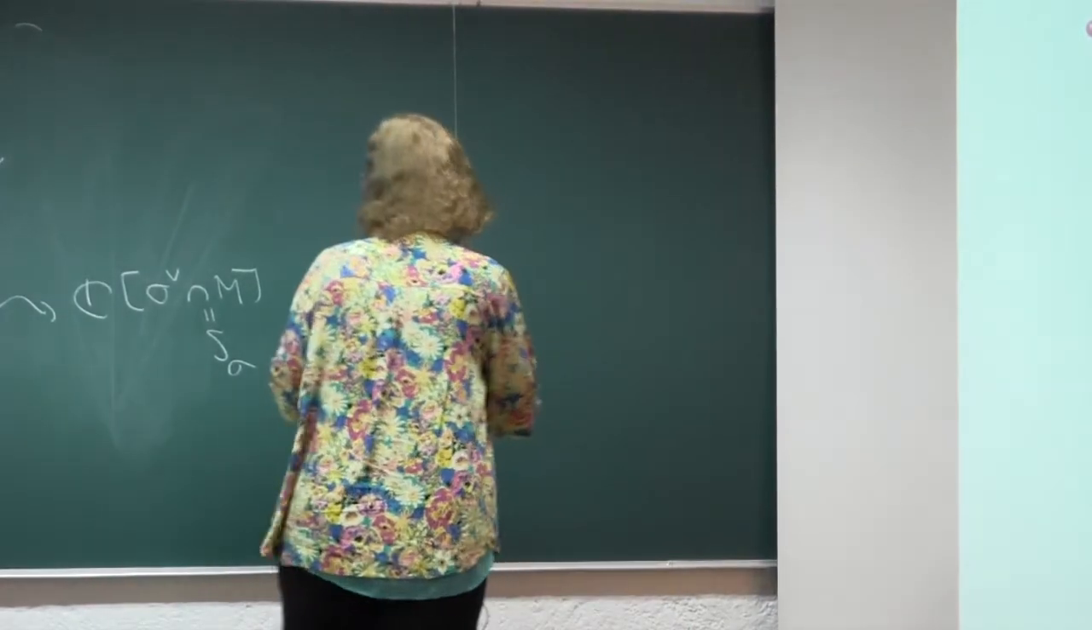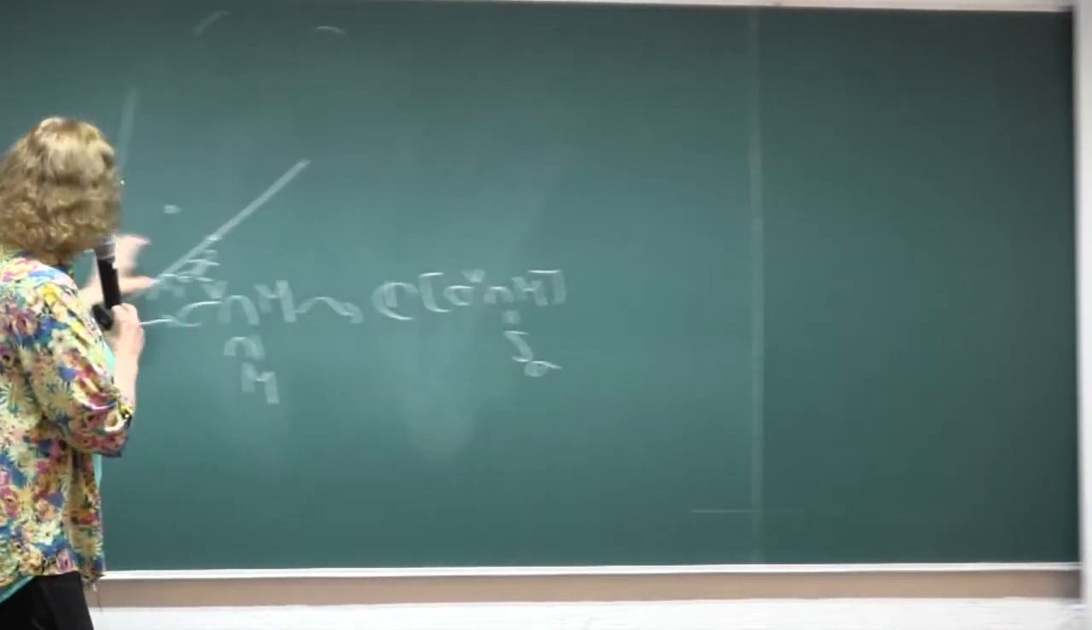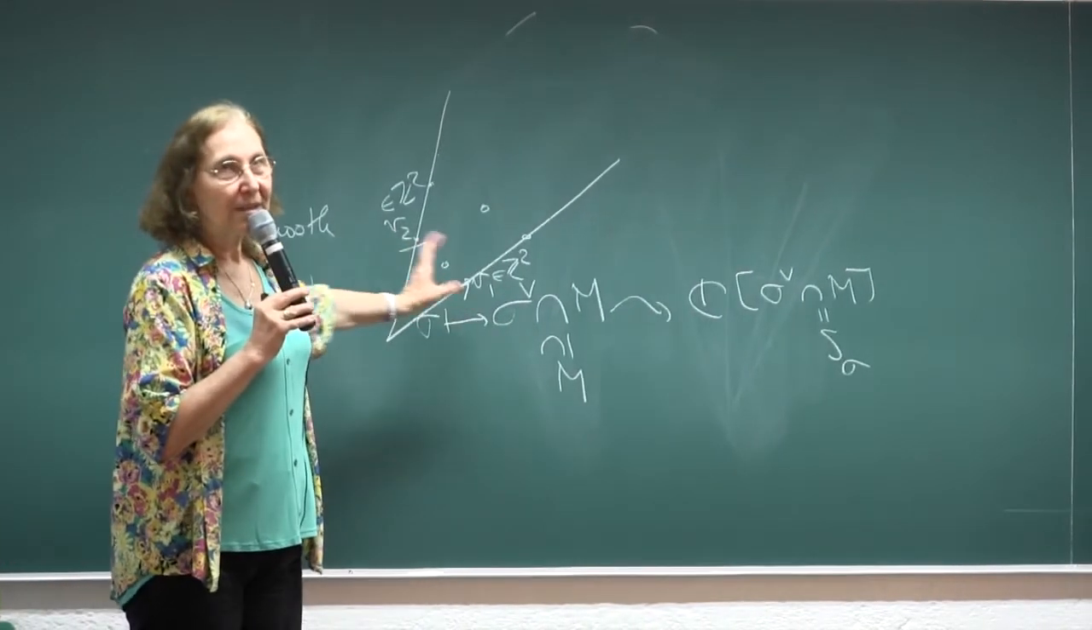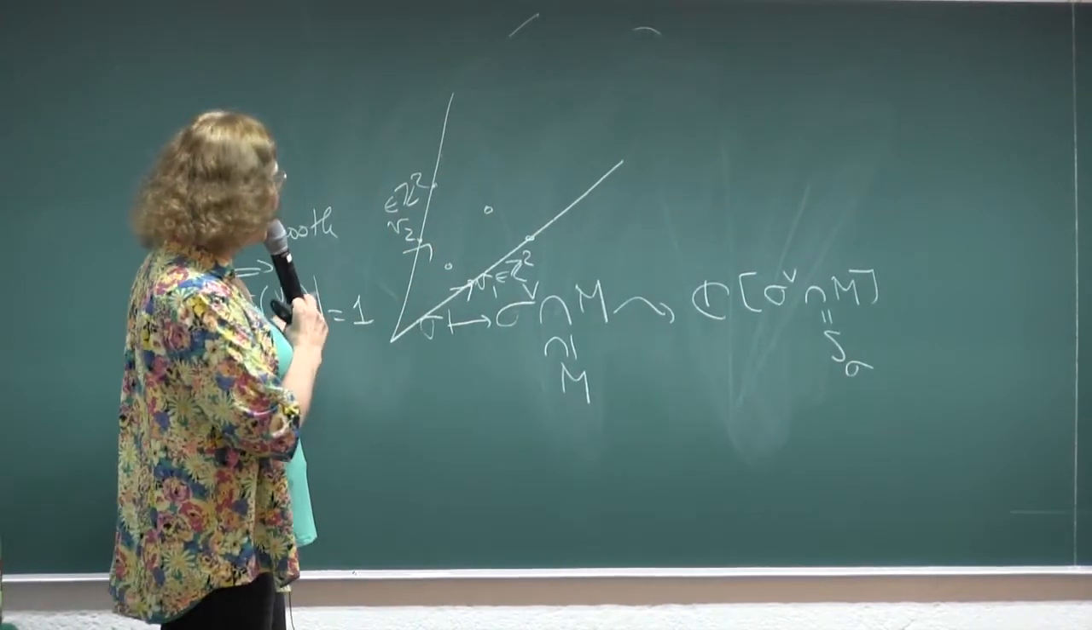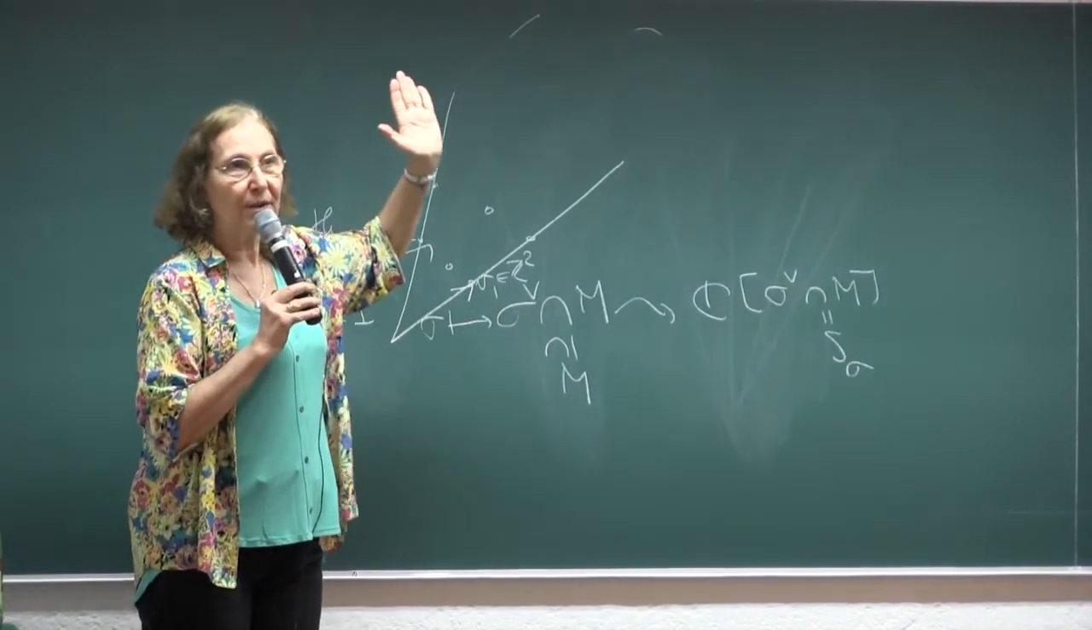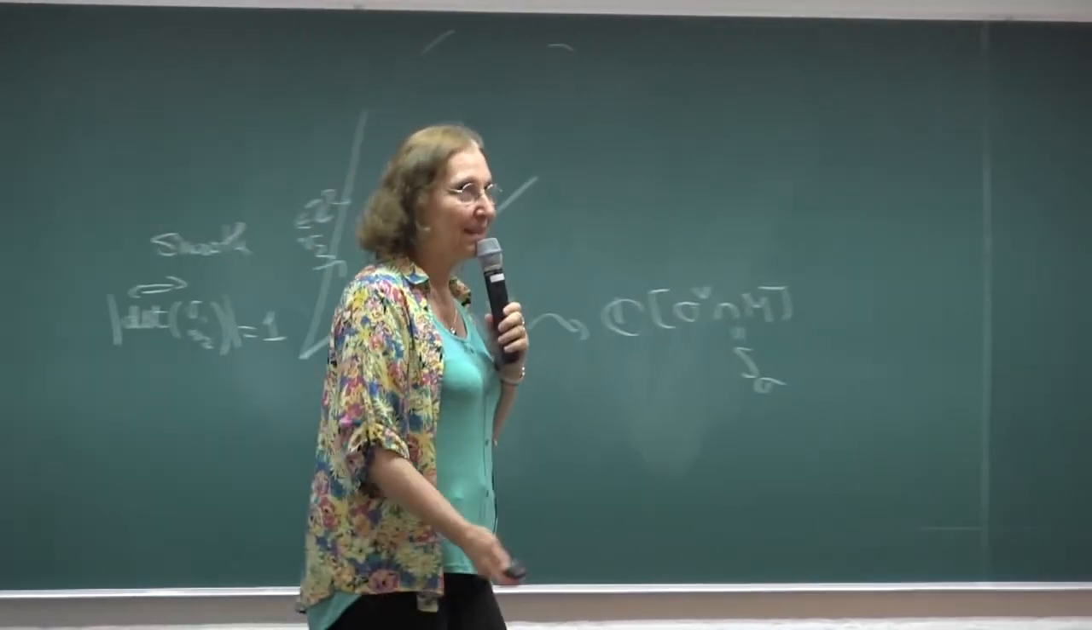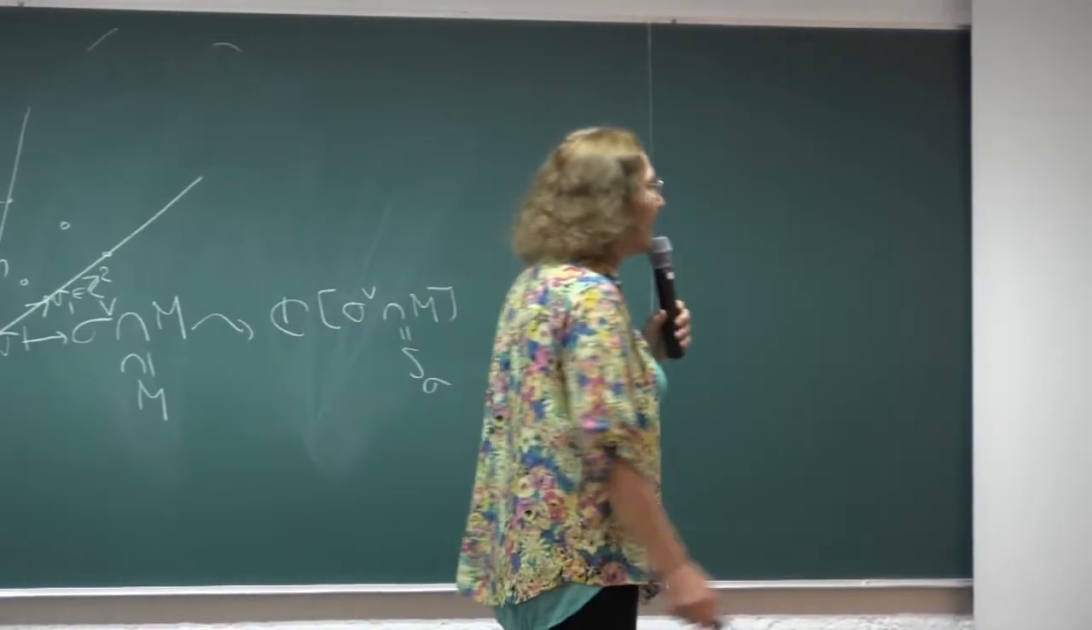And this means that essentially, up to a linear map given by this matrix, we have just the first orthant. And the toric variety is like C2.